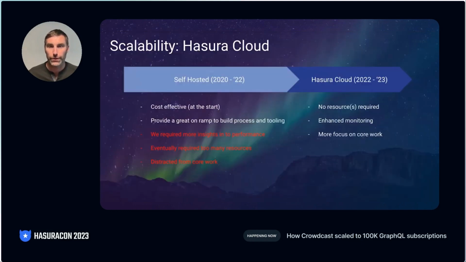But how are we scaling this, right? How are we going to do this again and again to run 10, 20, 30, 100 events all at the same time? And for us, the answer there is Hasura Cloud. And I'll give a little background on how we got there.